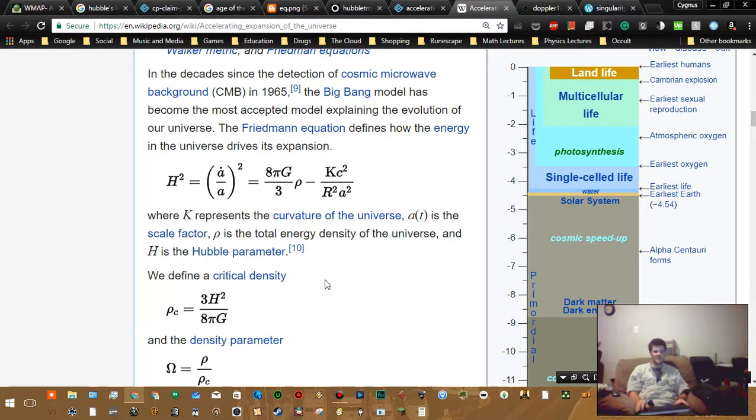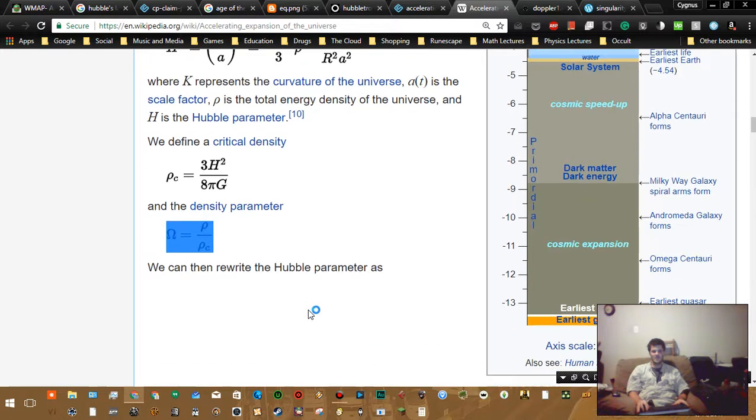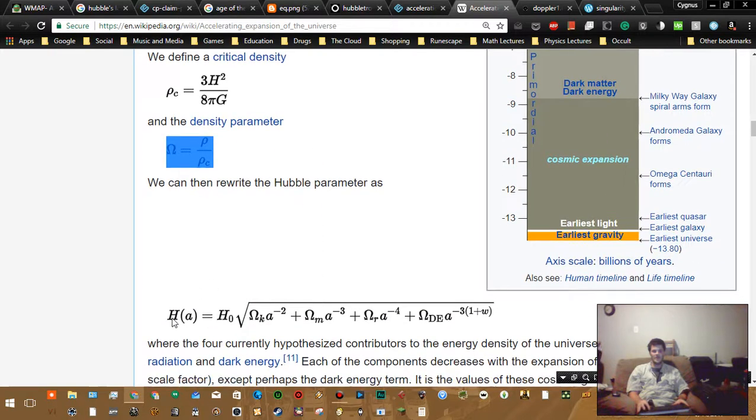Okay, so we define a critical density. Rho sub c equals 3H squared over 8 pi G. And the density parameter omega, which is not actually in this equation, is rho over rho c. So then, using this identity here, we can actually talk about the Hubble parameter as this. So this whole equation right here is a Hubble parameter.